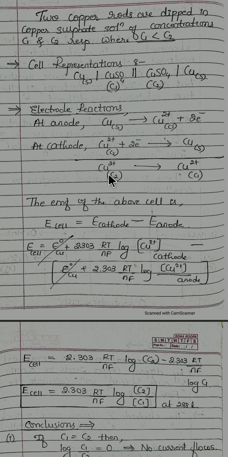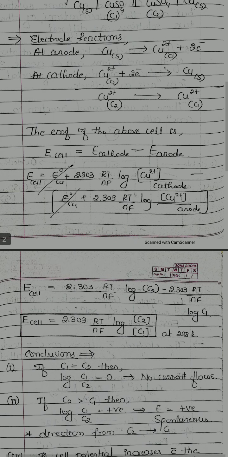So the direction is from cathode to anode. This is the net overall reaction. Now, how can you write the EMF expression? The EMF of the above cell can be given as follows. When two electrodes are used, you are supposed to find the E cell of the electrochemical cell, that is E cathode minus E anode.